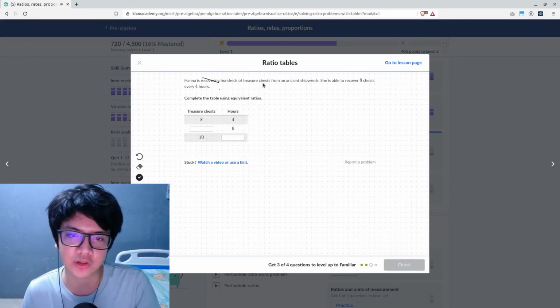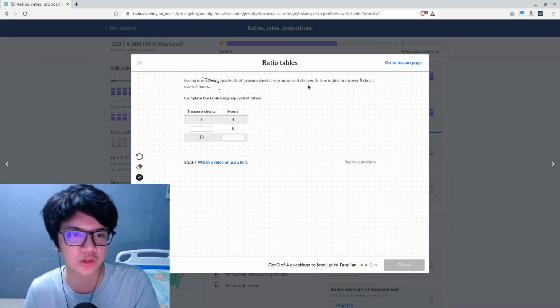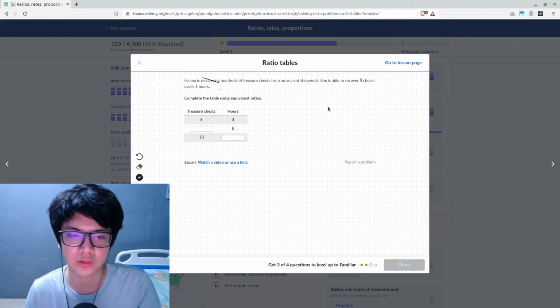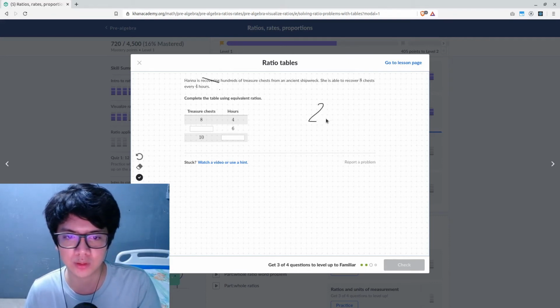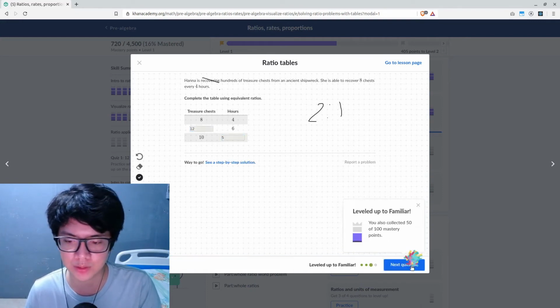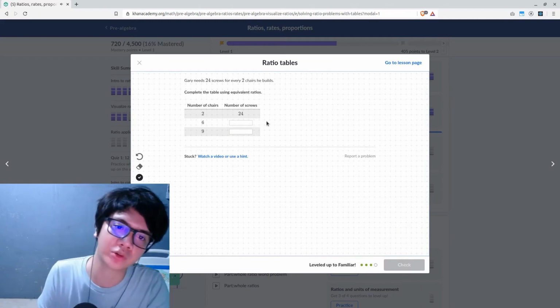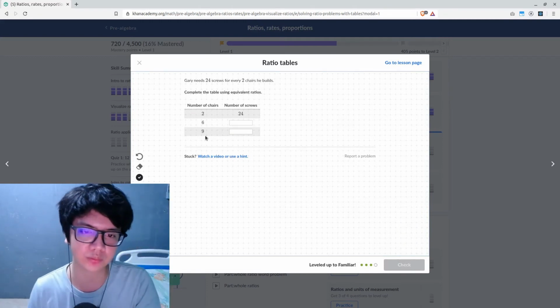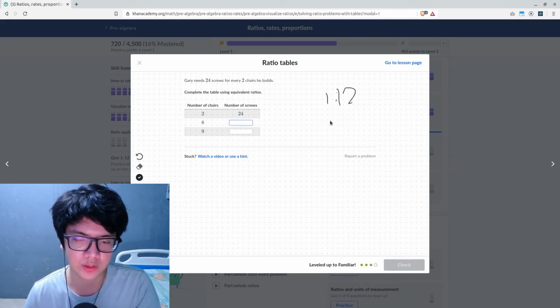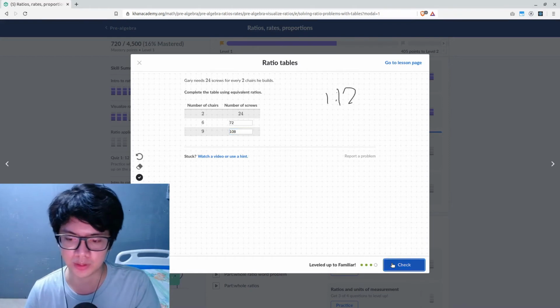Han is recovering hundreds of treasure chests from an ancient shipwreck. She is able to recover 8 chests every 4 hours. Wow, it's a lot of chests. Okay, so the ratio for this one is going to be 2 to 1. So it's going to be 12 and then 5, please. Cool. Gary needs 24 screws for every 2 chairs built. Okay, so one's going to be 12. It's going to be the inverse of it, 1 over 12. So 6, 72, right? By 9, I don't know, so 108, I believe. Cool.